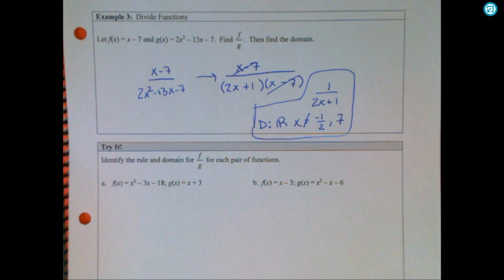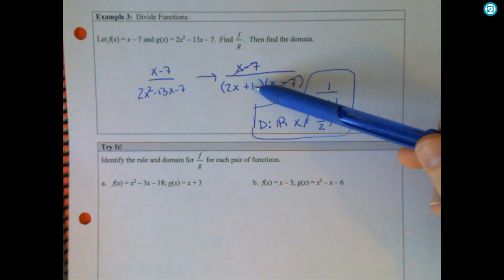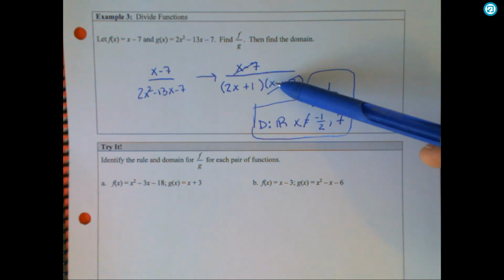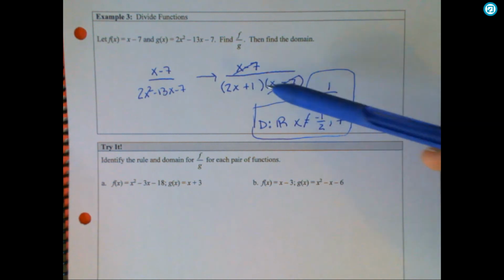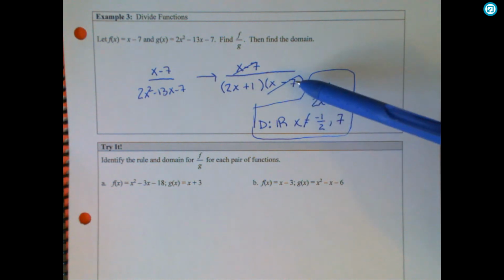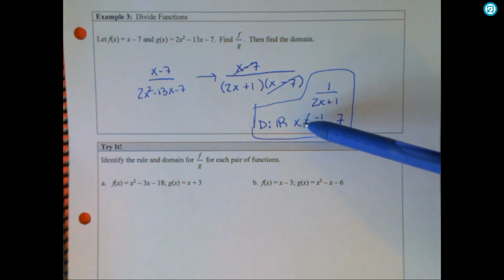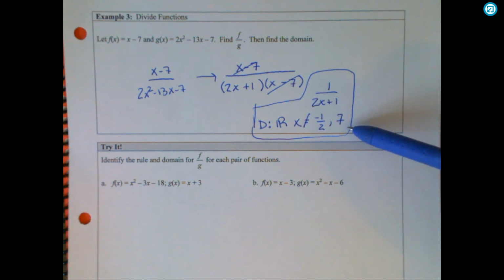Now on this one, we absolutely have to worry about domain because we have a fraction. We know the denominator cannot equal 0. So you do the same exact thing we did in first semester. You break each of these factors and set them equal to 0. When I solve, I get negative 1/2 and I get a positive 7. So our domain would be all real numbers except negative 1/2 or 7.